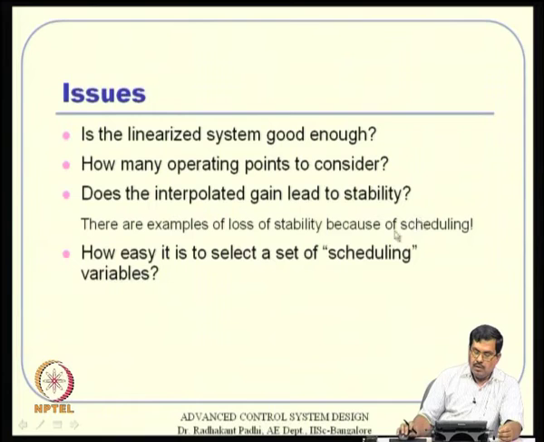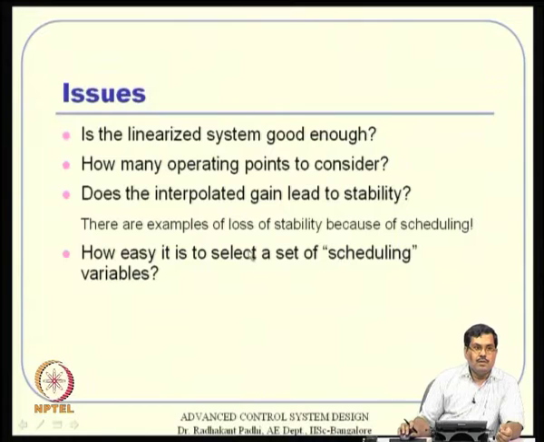Next issue, how easy is it to select a scheduling variable? In flight control applications, especially in stable aircraft design and all, people have done so much study and then come up with Mach number and dynamic pressure as the scheduling variables, but that is related to physics and all. In general, it may be very difficult to do for other systems. Somebody has to do a lot of study to find good scheduling variables that will work.